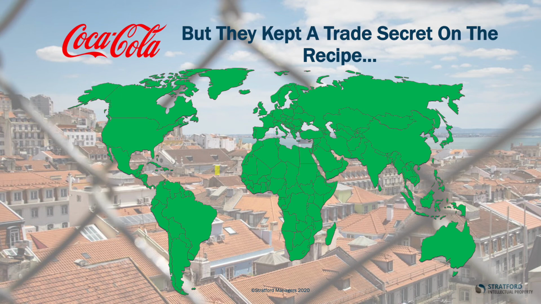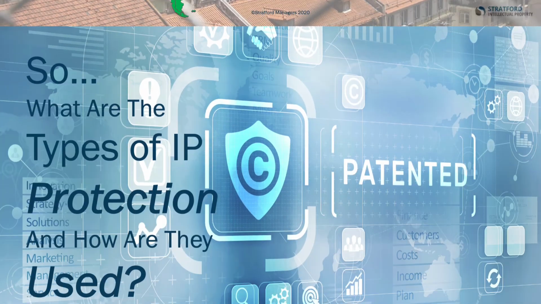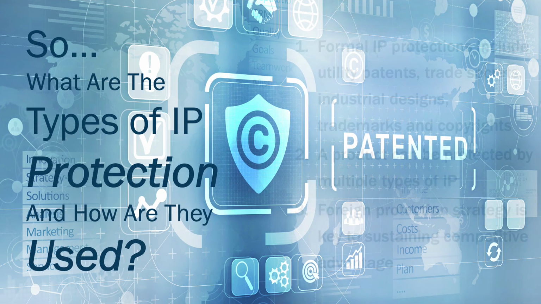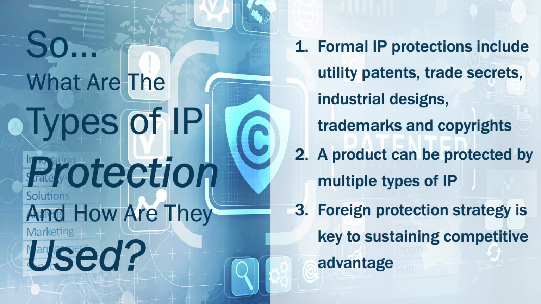If it was uncovered, they would immediately lose their competitive advantage. Because of their decision to employ the use of trade secret, the secrets of the Coca-Cola formula have been protected for over 100 years. Formal IP protection includes utility patents, trade secrets, industrial designs, trademarks, and copyrights. A product can be protected by multiple types of IP, and foreign protection strategy is key to sustaining competitive advantage.